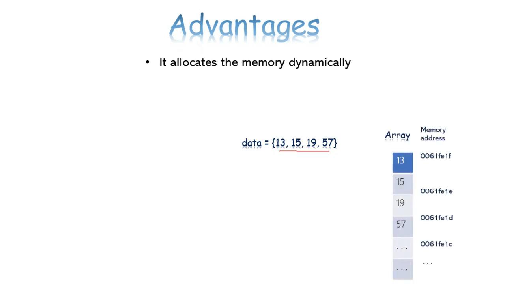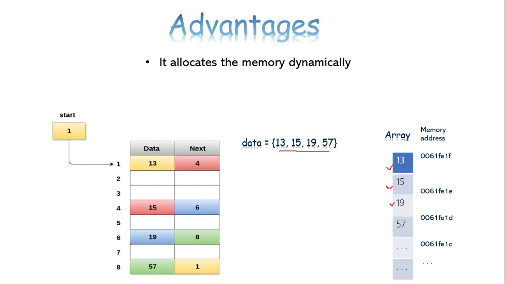Here are the advantages of linked list. A linked list allocates memory dynamically. It means all the nodes of the linked list are non-contiguously stored in the memory. For example, like this, we have data that consists of these values. If we store it in an array, then the memory representation will look like this. All the data is stored contiguously in the memory.